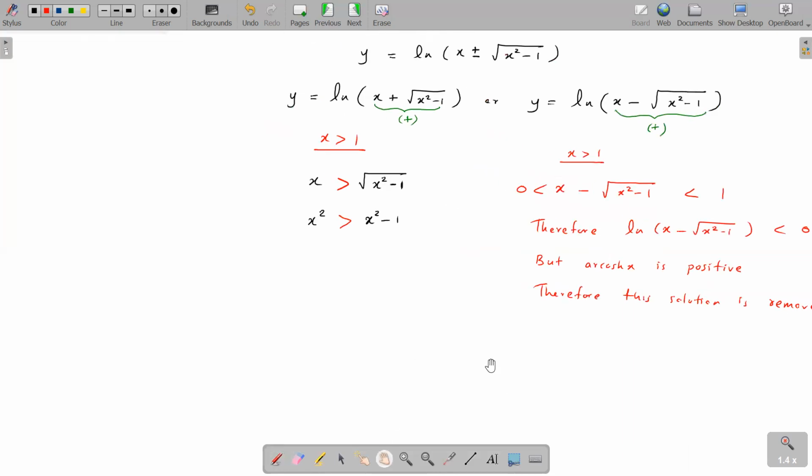So we only have one answer here, guys. We only get to work with y equals ln x plus root x square minus 1, and y is r cos x. So with this function, you get the answers for r cos x properly. You don't have any problems.